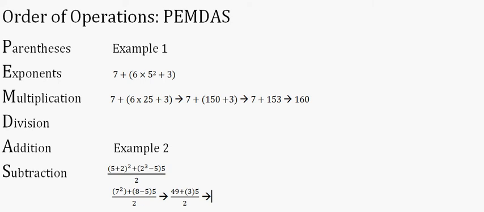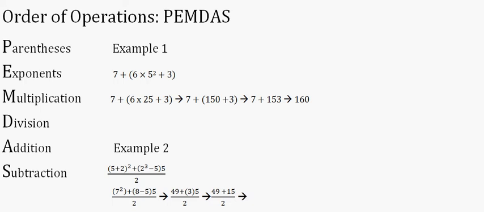So let's put in another fraction. So we bring down the 49 because we're not dealing with the addition yet. We still have our multiplication of the 3 times 5. So we have 49 plus 3 times 5 is 15. And we bring down our 2 as well. We're almost done, everybody.